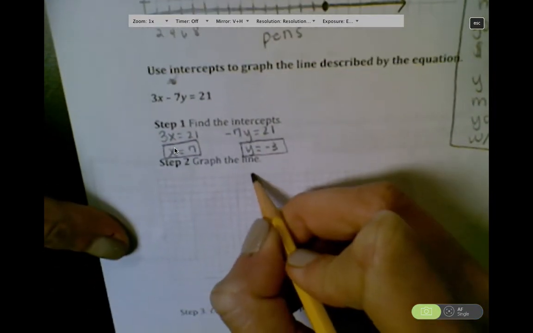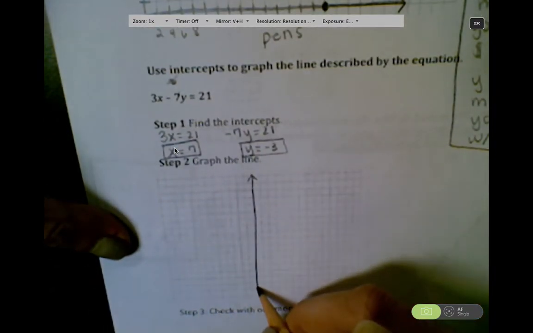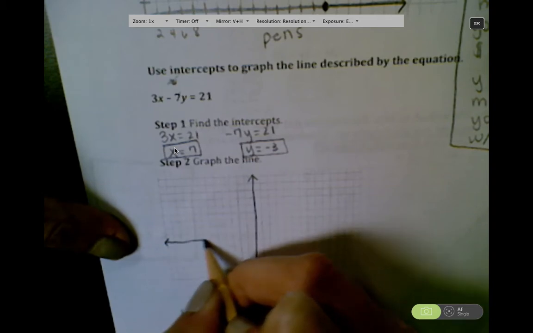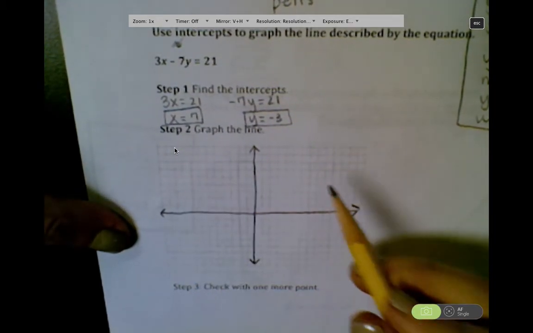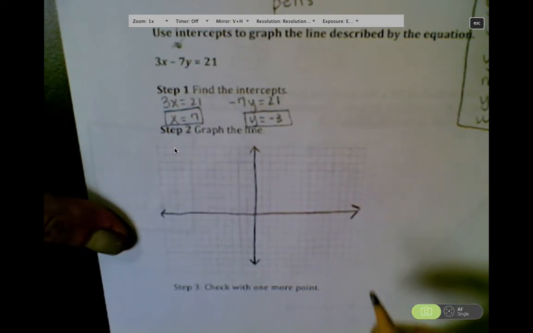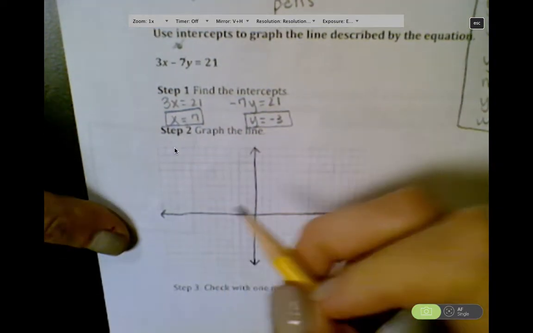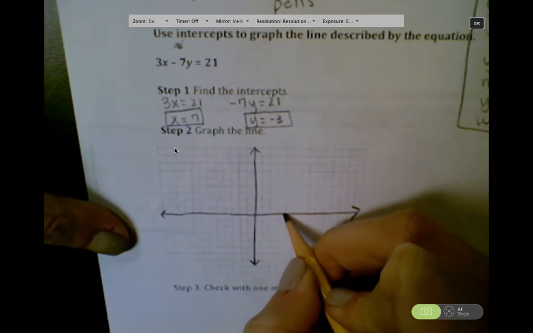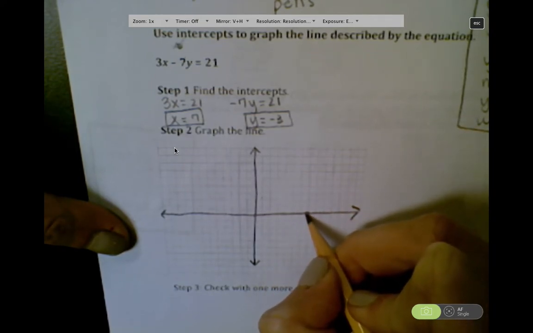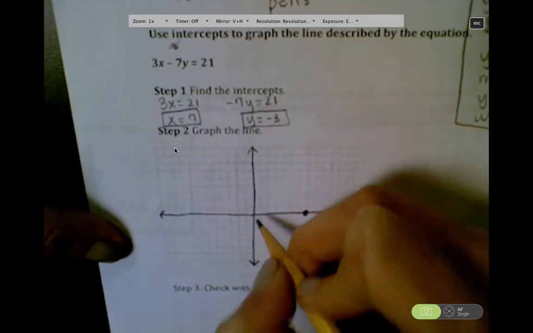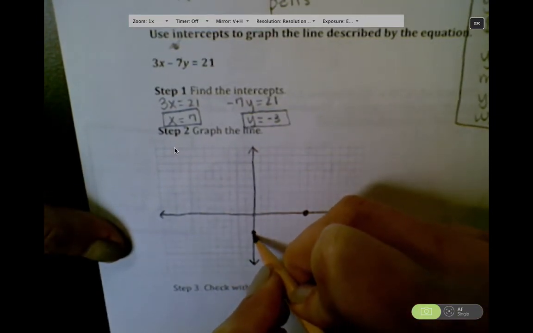Now, I can actually plot those 2 points and already see the line that's forming. Make sure you draw all 4 quadrants because we do have a negative value, and plot both of these intercepts. X is 7, which would be 7, 0, and y is negative 3, which would be 0, negative 3.